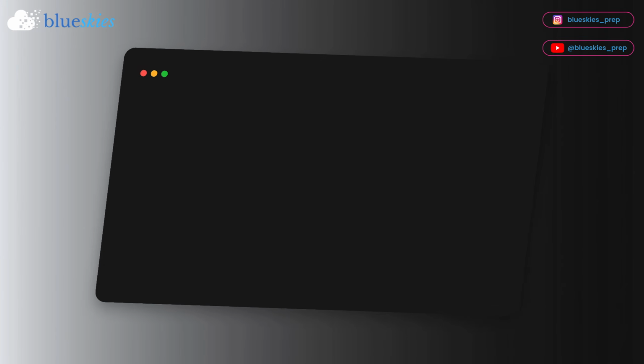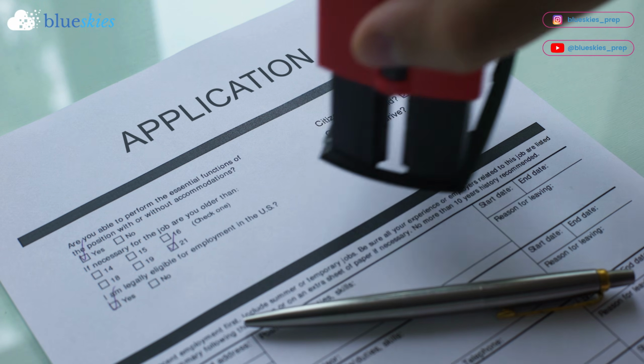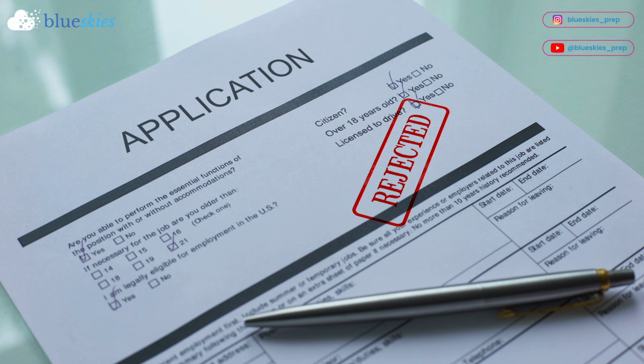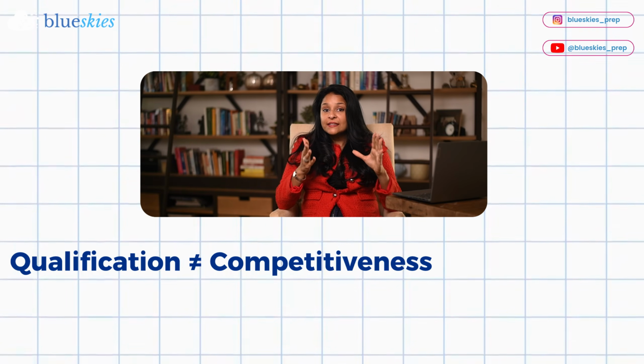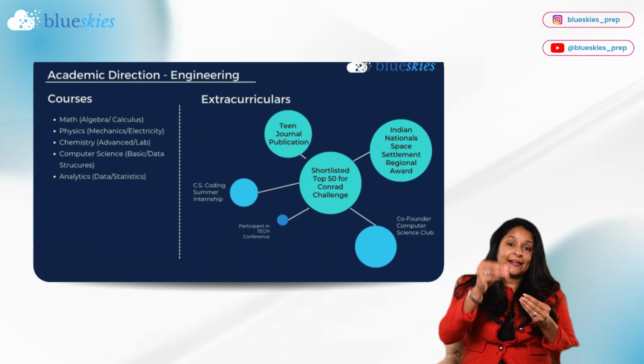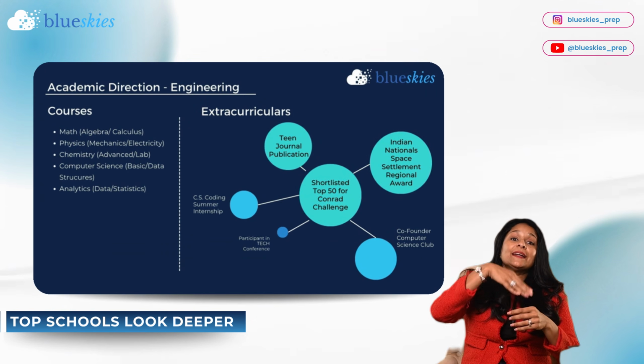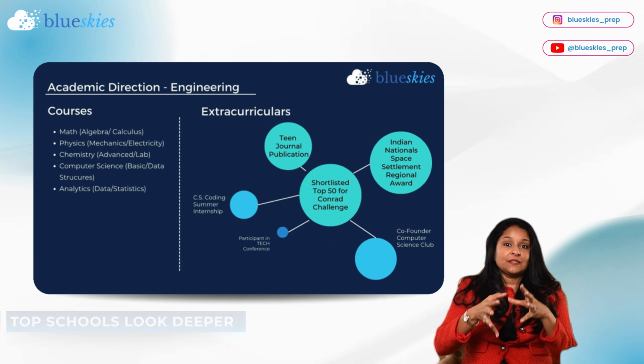Lower grades introduce doubt about your credentials, and because there are so many strong students, that doubt is enough to eliminate you, okay? But here's the key. Clearing the bar doesn't necessarily make you competitive. It's just keeping you in the pool, right? Your academics are good, you're in the pool. Now let's move on and evaluate the students who are left after this step, okay?